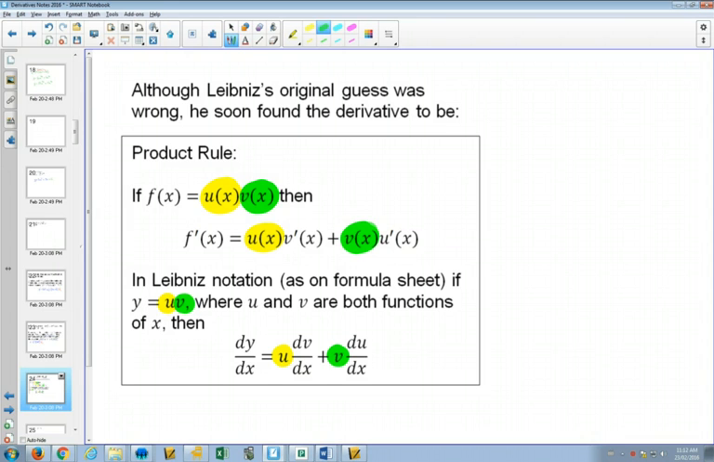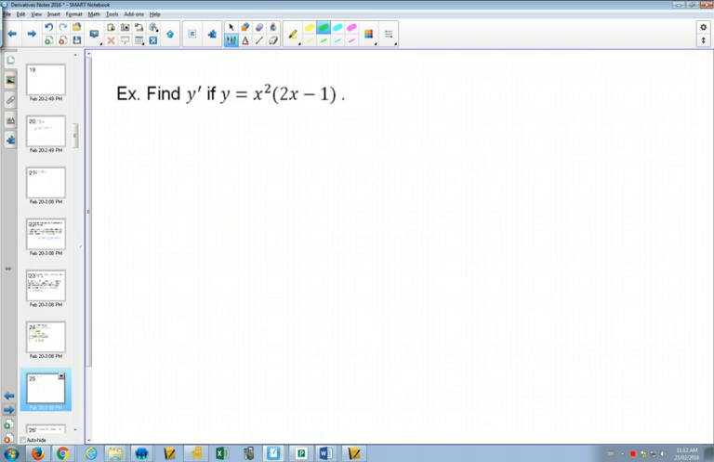Now, the order doesn't matter because we're adding. So sometimes as a memorization technique, some people just say, keep one the same and multiply it by the derivative of the other one. Then add whatever one you didn't keep the same the first time, multiplied by the derivative of the other one. So can you see that? You always keep one the same and multiply by the derivative of the other one. And then you're going to add the other one multiplied by the derivative of the other one. So what does this look like in an example?